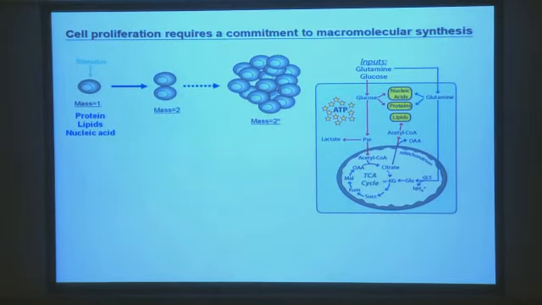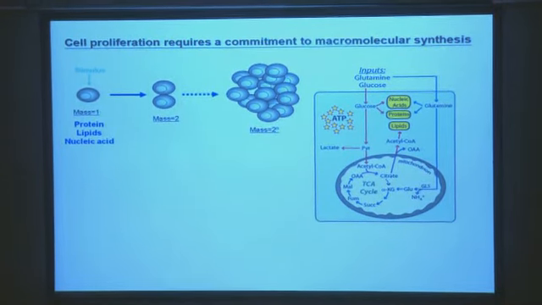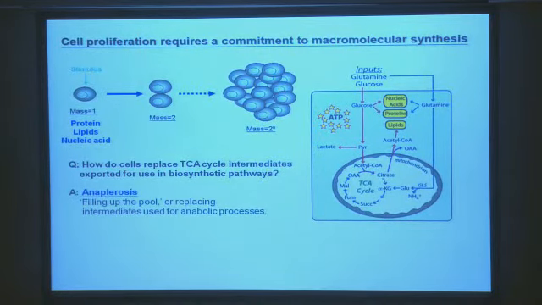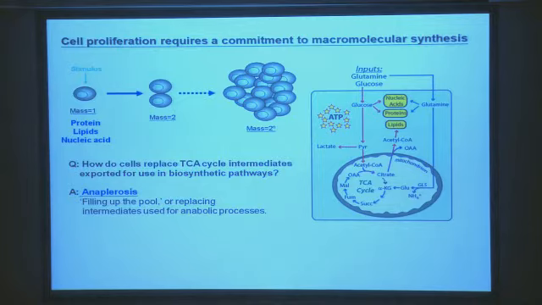in mitochondria by the TCA cycle. And how cells replace TCA cycle intermediates that are used for biosynthetic pathways: they use a process called anaplerosis, which means filling up the pool. And we've learned that in most cancer cells, they prefer to use glutamine for anaplerosis, as the blue line shown here.